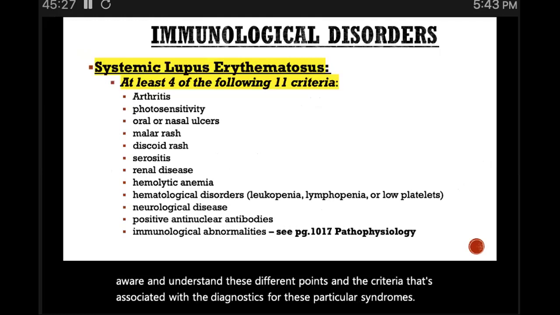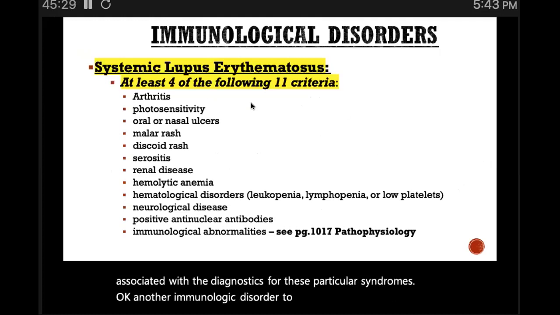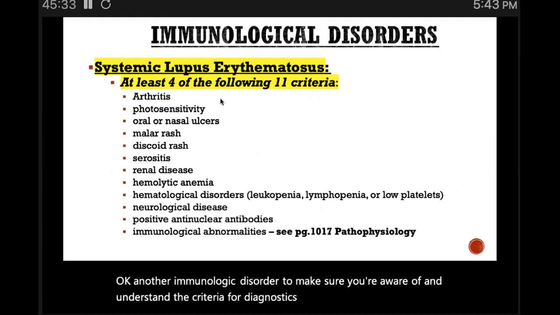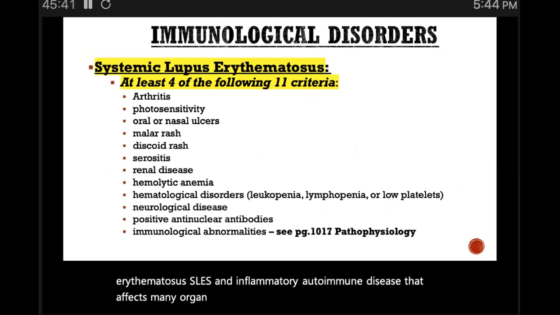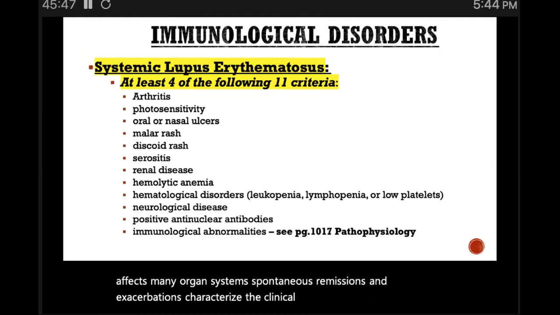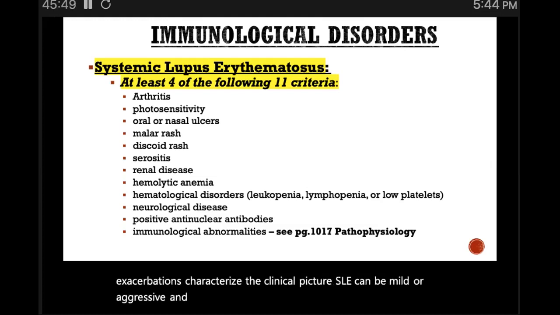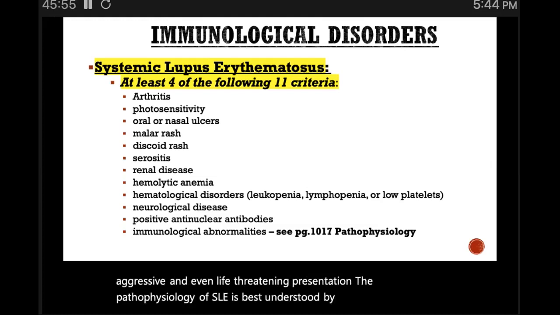Okay, another immunologic disorder to make sure you're aware of and understand the criteria for diagnostics would include systemic lupus erythematosus. SLE is an inflammatory autoimmune disease that affects many organ systems. Spontaneous remissions and exacerbations characterize the clinical picture. SLE can be mild or aggressive and even life-threatening in presentation.